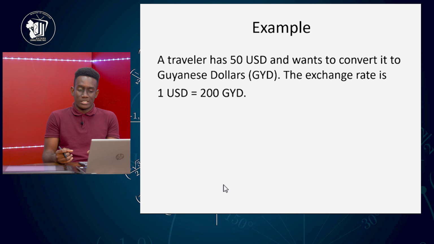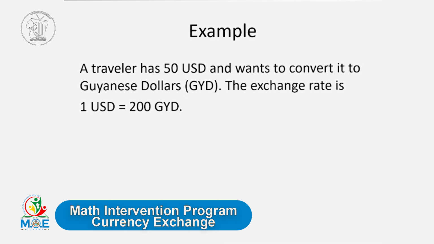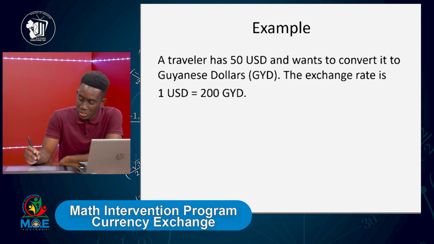So the first example says, a traveler has 50 USD and wants to convert to Guyanese dollars. The exchange rate is 1 US dollar is equal to 200 Guyana dollars. We want to convert 50 US dollars to Guyana dollars. So we see this is done. The exchange rate is 1 US is equal to 200 Guyana dollars, and the person has 50 US dollars.